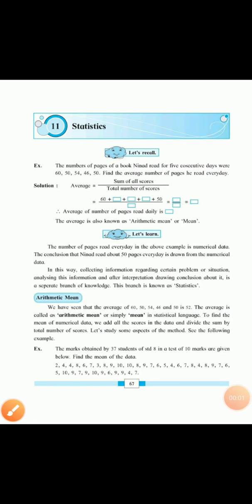Good morning, dear students. So, in the second term, let us study chapter number 11, Statistics.